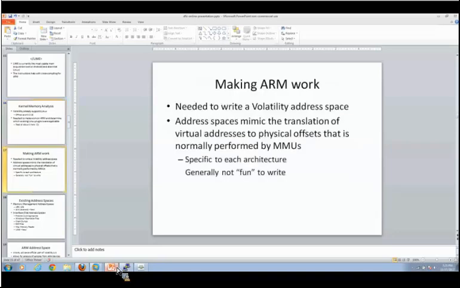And to make ARM work, what we needed to do was write an address space for Volatility. And address spaces are Volatility's way of having the internal system mimic or perform the translation of virtual addresses to physical offsets, and this is what's normally done by your memory management units. So this is how you have paging in virtual memory. But obviously offline we have this physical memory dump. All the interesting things that we want to look at are going to have virtual addresses, so we need to be able to translate between the two.